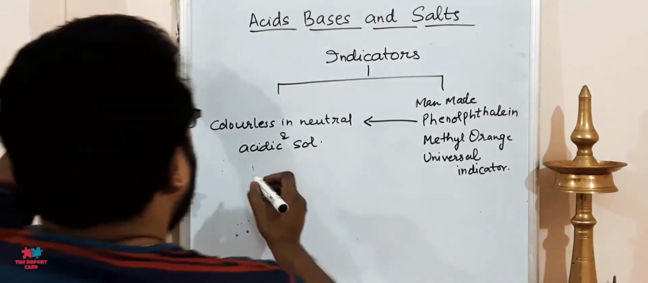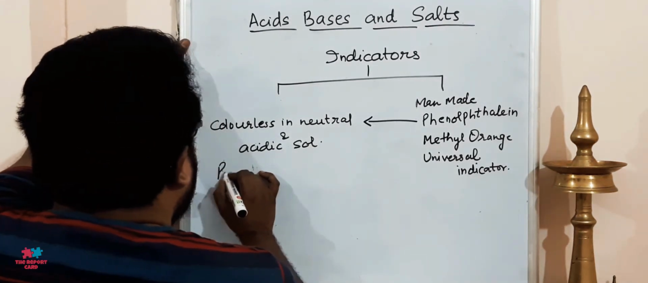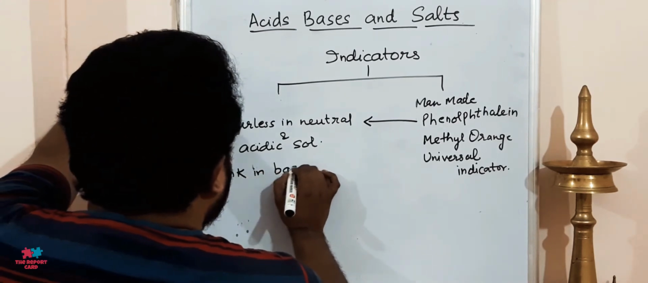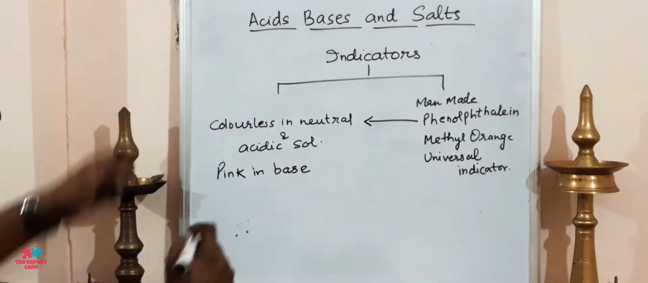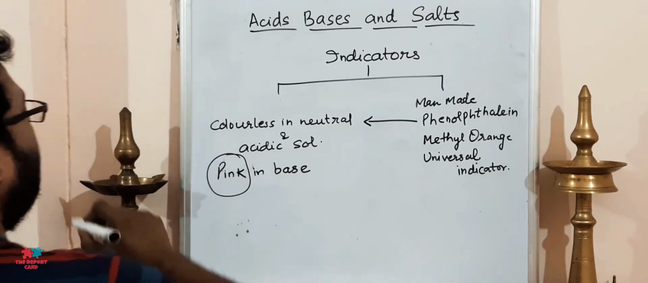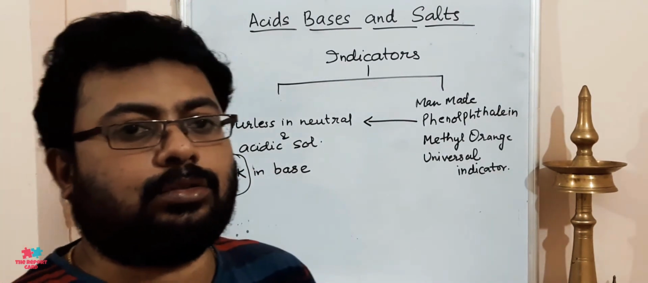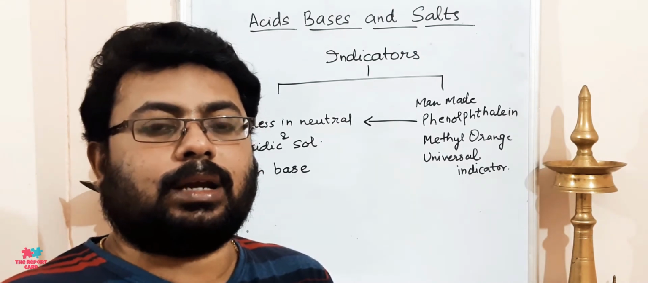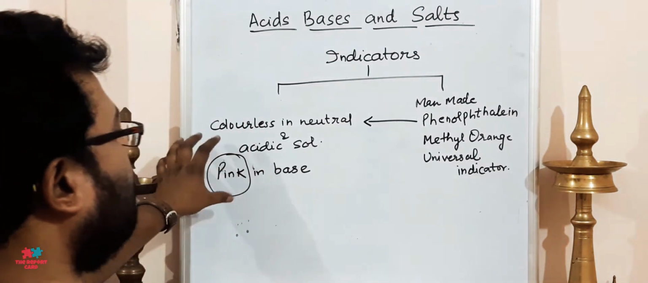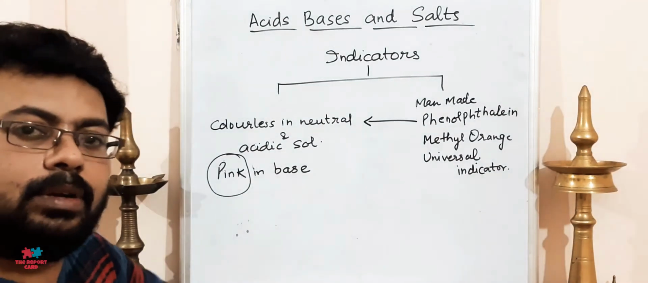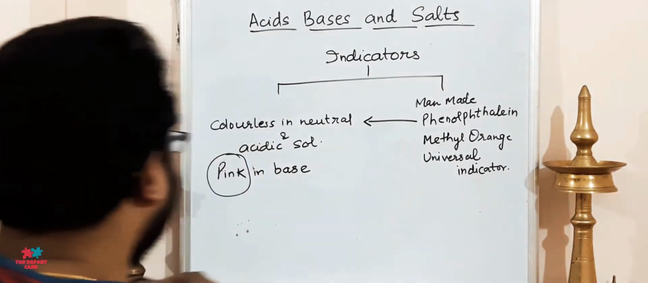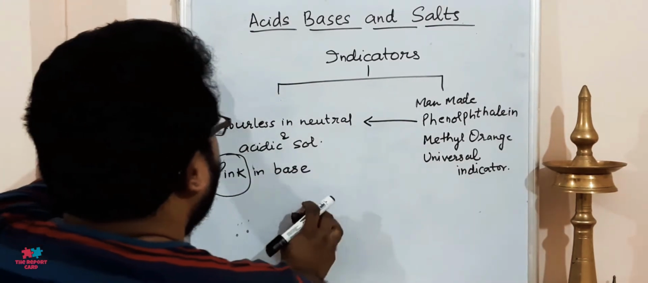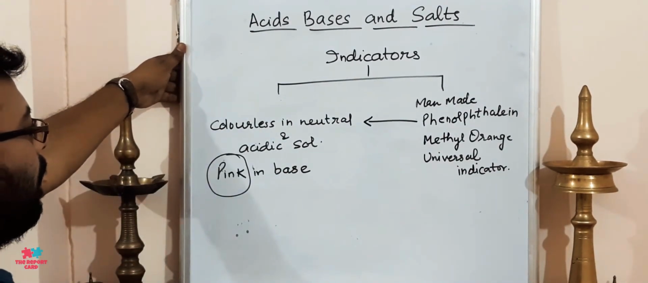But the moment you add it to a base, it will turn pink. Very important. So it will give a pink color in base. It's a basic indicator. So the moment you add base to it, it will turn pink in color, and thus it will indicate that this thing is a base. Otherwise, it will remain colorless. Right? Okay. Now let us come to the other one, that is methyl orange. I hope this is clear.